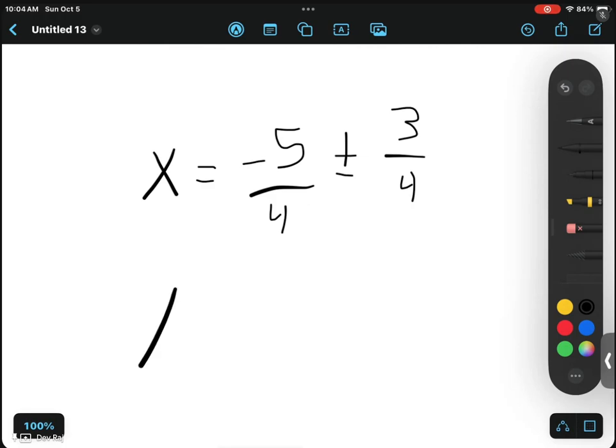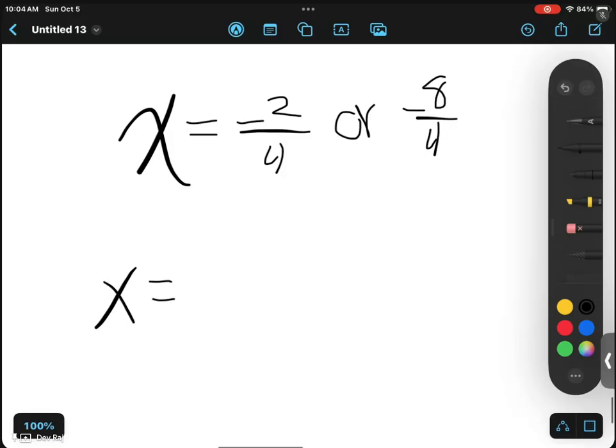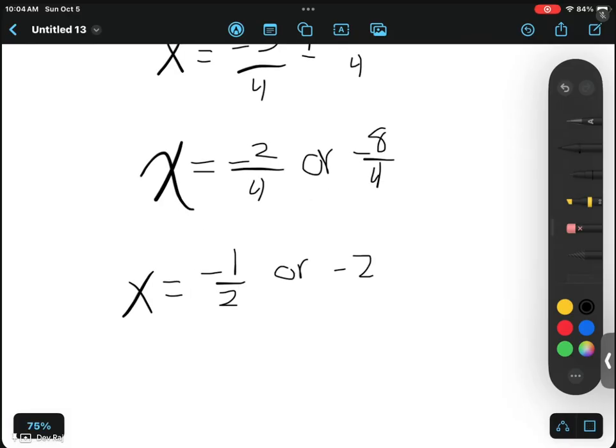So what does that tell us? Our x is going to be either negative 2 over 4 or negative 8 over 4, which simplifies to negative 1 over 2 or negative 2. Is that clear? Yeah?